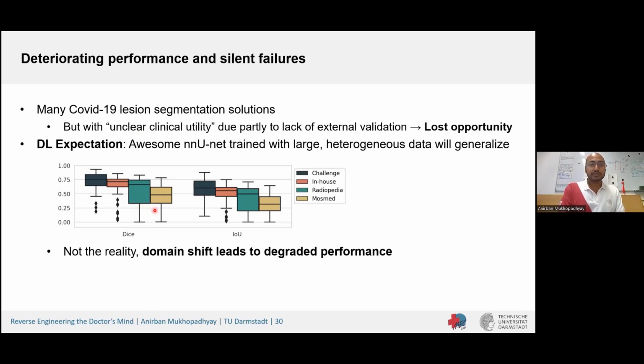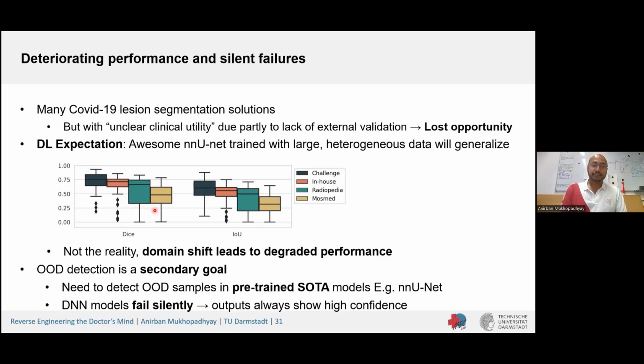Now, the thing though is that out of distribution detection is always a secondary goal for any of these algorithms. So a lot of research focuses on training an out of distribution model on data and showing that it's a great out of distribution model. That's not really realistic, in the sense that primarily we want a better segmenter. Out of distribution detection is just something to ensure that we are detecting when the models fail silently. But really the problem is that outputs always show high confidence.